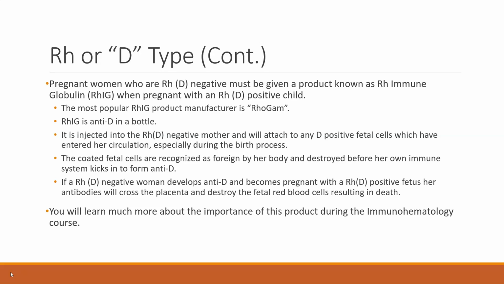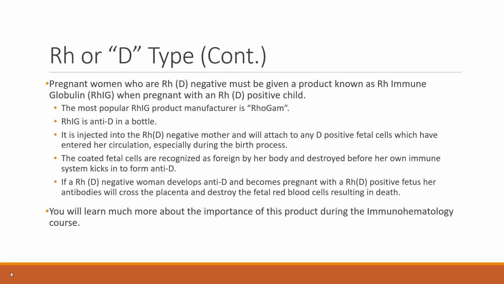These cells that are coated with this reagent anti-D are recognized as foreign by her body and destroyed before her own immune system kicks in to form anti-D. If an Rhd negative woman develops anti-D and becomes pregnant with an Rhd positive fetus, her antibodies will cross the placenta and destroy the fetal red cells, resulting in death.